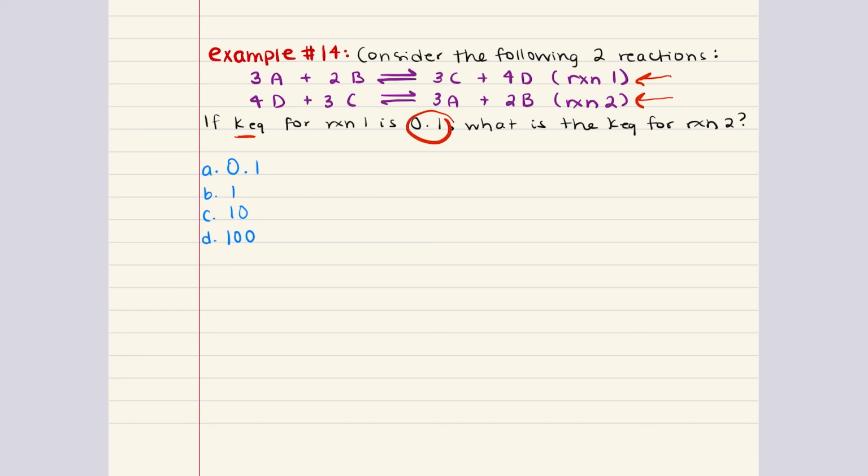Since reaction 2 is the reverse of reaction 1, this means that the equilibrium constant for reaction 2 is just the inverse of the equilibrium constant of reaction 1. So to figure out the Keq for reaction 2, we just do the inverse of the equilibrium constant for reaction 1. So it's going to be 1 over 0.1, and that is equal to 10. And so the correct answer for 14 is C.